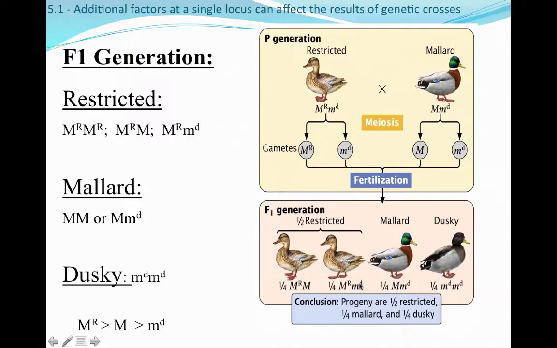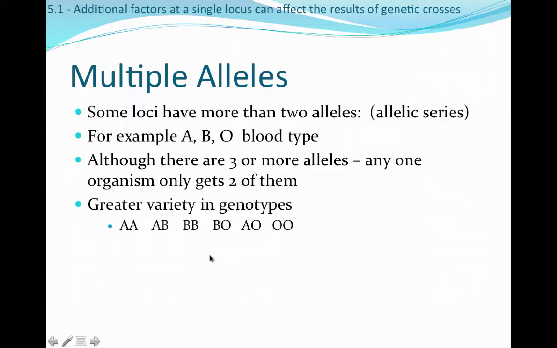But phenotypically, we end up with a 2-to-1-to-1 ratio. So 50% of the individuals are actually going to have a phenotype of restricted, 25% are going to have a mallard phenotype, and 25% are going to have a dusky phenotype. So just take some time and work through this with the Punnett square if you need to, but just make sure you have a good understanding of what the restricted, mallard, and dusky phenotypes are.